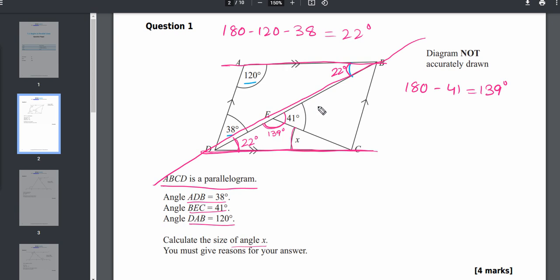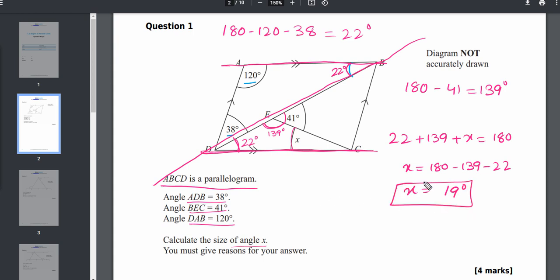Now we'll apply the rule that the sum of angles in a triangle equals 180 to work out the value of X. So it will be like this: 22 plus 139 plus X equals 180 degrees. So from here we'll get the value of X, that will be equal to 180 minus 139 minus 22. So 180 minus 139 minus 22 would be equal to 19 degrees. So 19 degrees is the answer for X. This is how we can solve exam questions related to parallel lines.